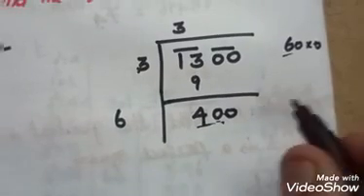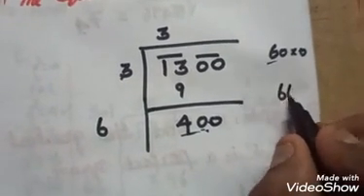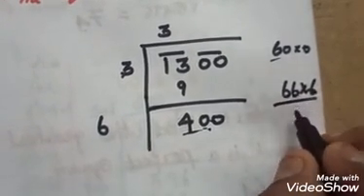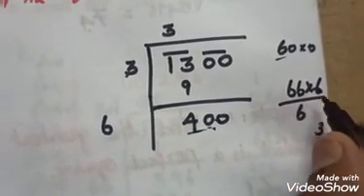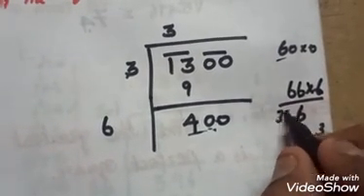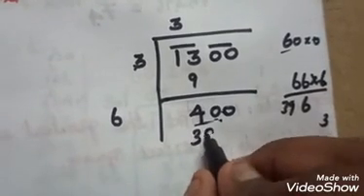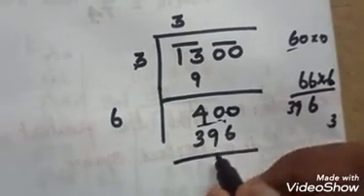Okay, so now I check with 6. You take 6 into 6. 6 6s are 36, remaining 3. 6 6s are 36, plus 3, 39. So now you get 396. The subtraction gives 4.